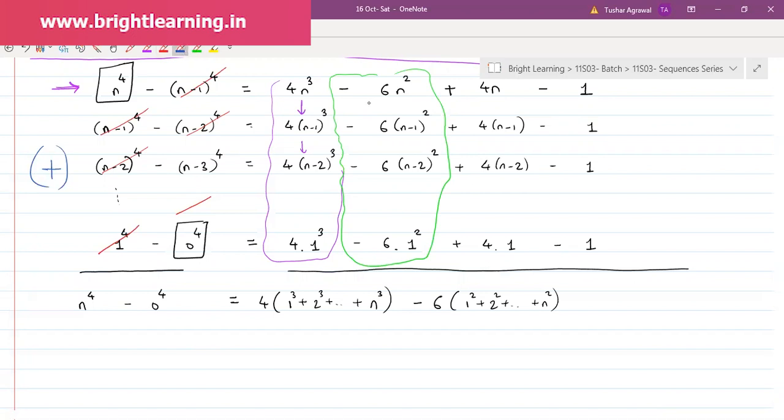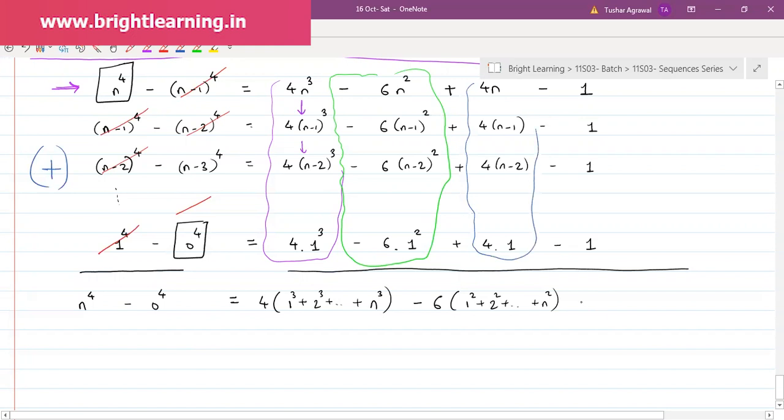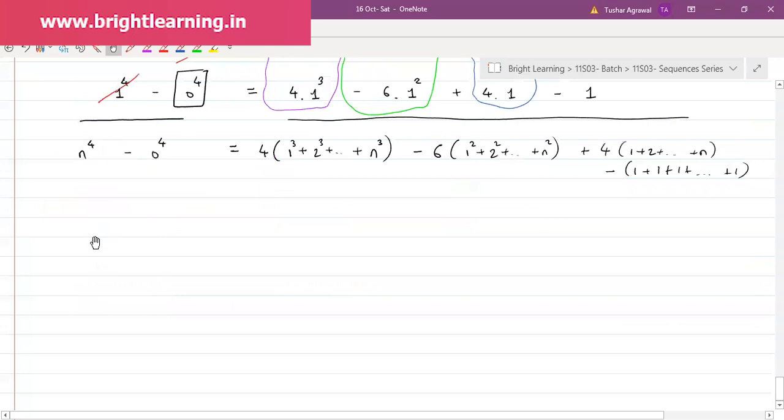Then the blue group, plus 4 common, becomes 1 plus 2 plus 3 and so on up to n. And lastly, minus common, so 1 plus 1 plus 1 and so on up to plus 1. How many times? So this will be equal to, sir, n raised to 4 is equal to 4 times 1 cube plus 2 cube and so on up to n cube.